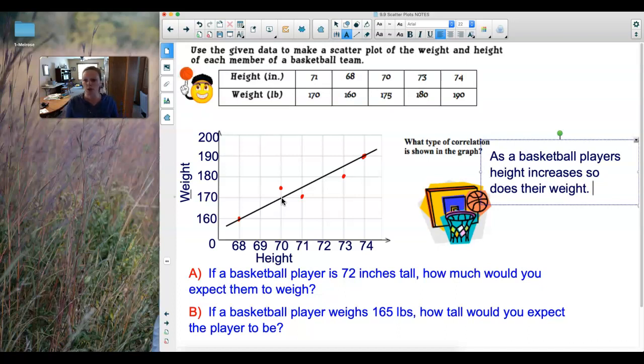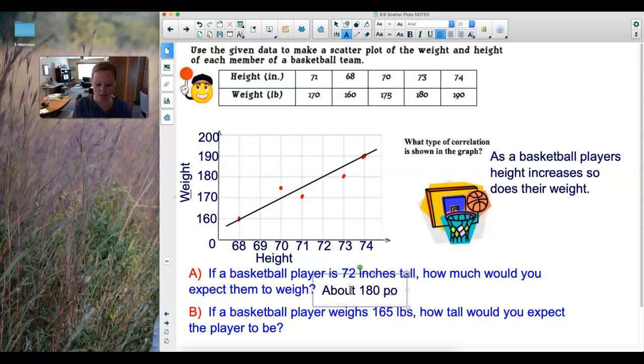Okay, we can also make predictions and answer some other questions. So letter A, if a basketball player is 72 inches tall, how much would you expect them to weigh? So if I look at 72 inches tall and I follow this graph up, it kind of lands right on the line here. So I would say that I would expect them to weigh about 180 pounds. Now that's not exact. Maybe they weigh 185 pounds. We're not sure, but it's going to be about that much.